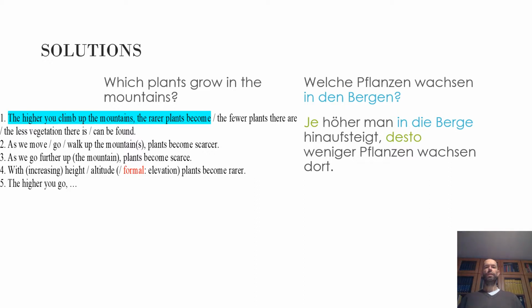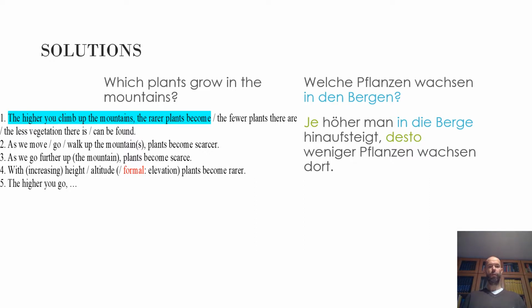"Welche Pflanzen wachsen in den Bergen?" Which plants grow in the mountains? "Je höher man in die Berge aufsteigt oder hinaufsteigt, desto weniger Pflanzen wachsen dort." Five possibilities. The higher you climb up the mountains, the rarer plants become, or the fewer plants there are, or the less vegetation there is, or the less vegetation can be found, the fewer plants can be found, and so on.